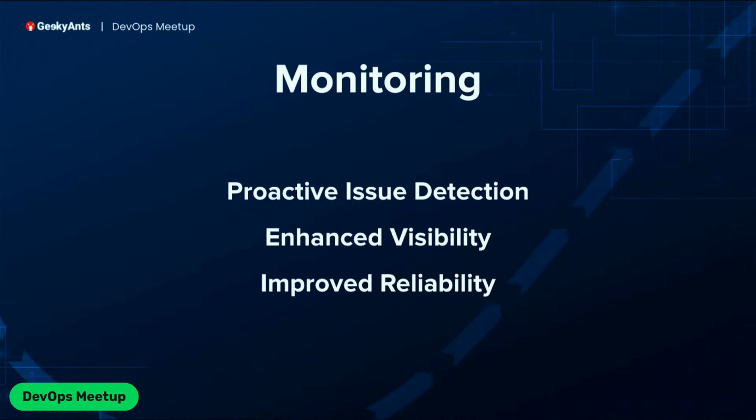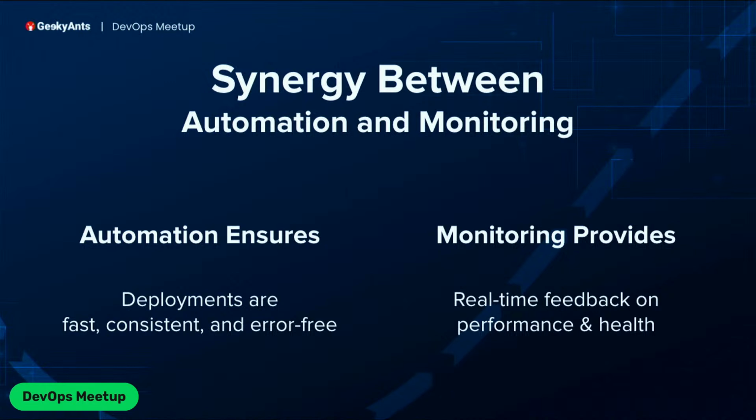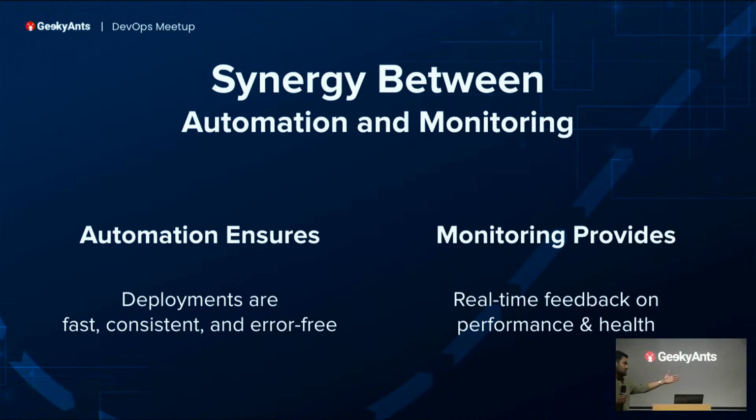Then improved reliability. Obviously, if there is a tool which will help you identify such things, you can rely on it, even if it is, let's say, 12 o'clock in the midnight. You don't have to specifically keep monitoring everything. It will automatically give you a notification or something like this. So for me, this is what automation and monitoring should do, and this is what we are here to talk about. Let's talk about the synergy between these two. Automation ensures that development is good. Monitoring keeps providing you the feedback depending upon what's really happening for your infra, right? So this is what I've defined for automation and monitoring, and the synergy between these two.